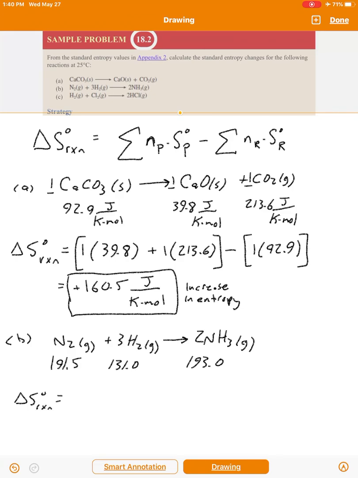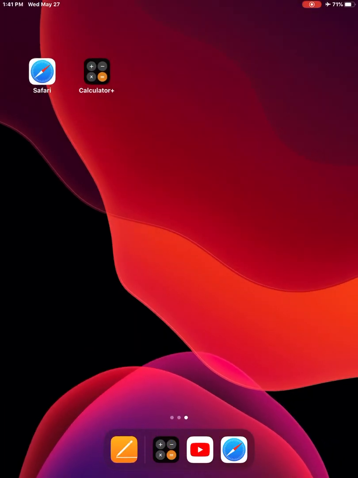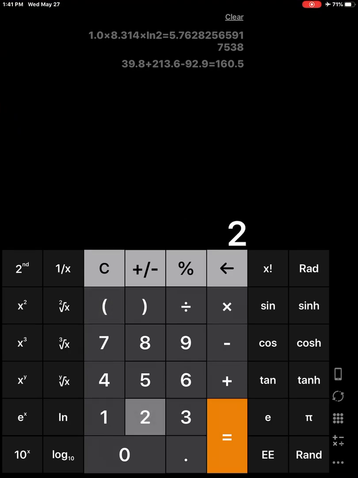So we're going to sum up the products. There's only one product. Oops, sorry, I got the wrong coefficient. It's 2 times 193.0, because there's 2 moles of ammonia. Now let's subtract from that the sum of the reactants. For nitrogen, it's a 1, and for hydrogen, it's a 3. So 1 times 191.5 plus 3 times 131.0. Okay. So 2 times 193 is 386.